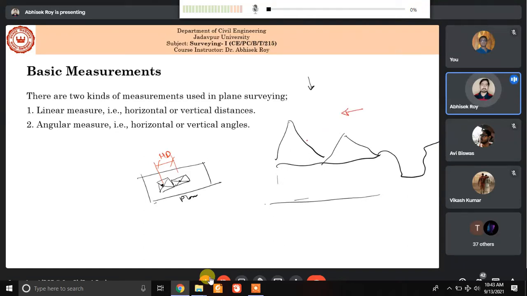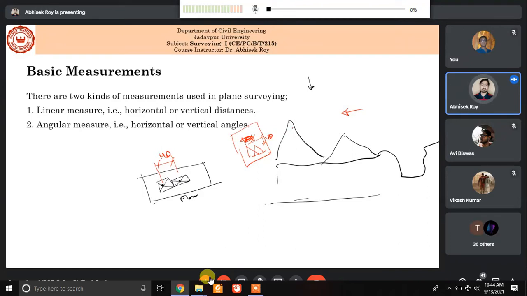Now if you plot them in the vertical view, you will get this sort of view, right? So obviously this is the vertical distance you will get. That's how we will measure the vertical distance. So you have to do mainly linear measurements, where you will measure horizontal distance and vertical distance.